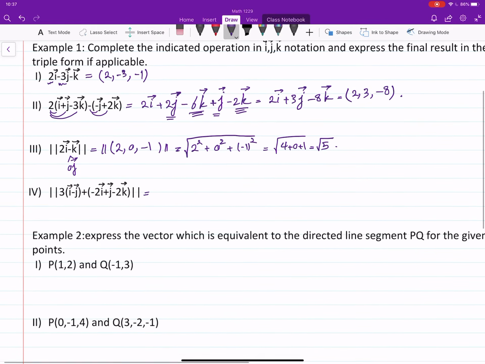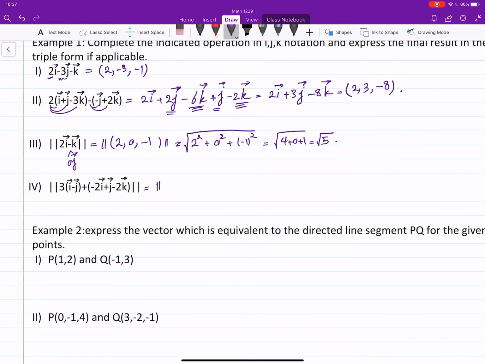This fourth example is, well, let's just do first the operation here. Multiply 3 inside. This is 3I minus 3J, then minus 2I plus J, and minus 2K. And well, as a result, there are 2 I's here. 3 minus 2, that is 1I. J's, there is negative 3 plus J, this is negative 2J. And then K is negative 2K.